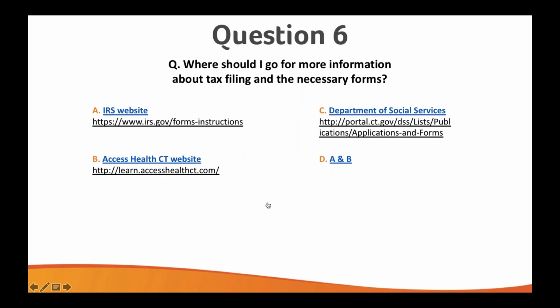Okay, question number 6. Where should I go for my information about tax filing and the necessary forms? A, IRS website. B, Access Health website. C, Department of Social Services. D, A and B.